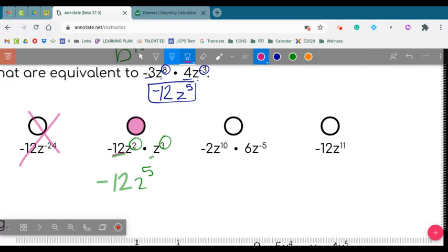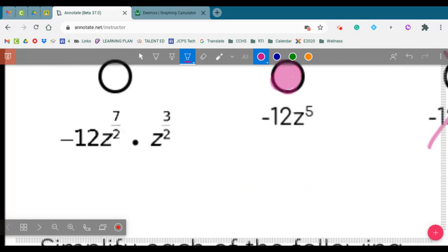Okay, this one will have to do the same thing. So negative 2 times 6 is negative 12. I have z, so I'm going to add 10 and negative 5, and that's going to give me 5. That one's also the same. So we're going to shade that one in. Then our last one, negative 12 z to the 11th, that one's not right. We know that already. So we got to go back to this first one.